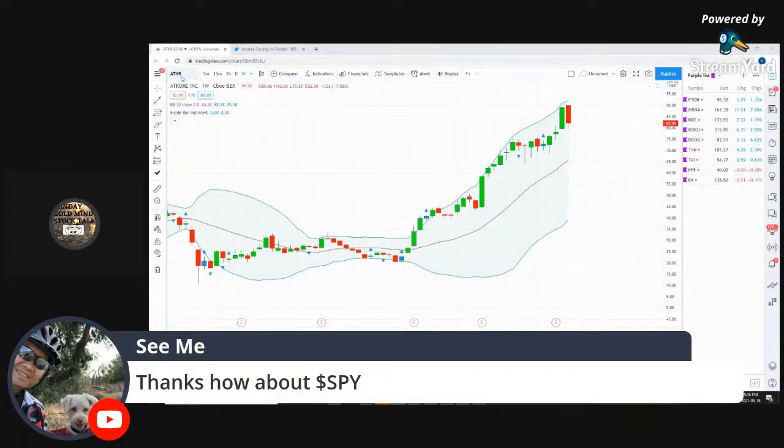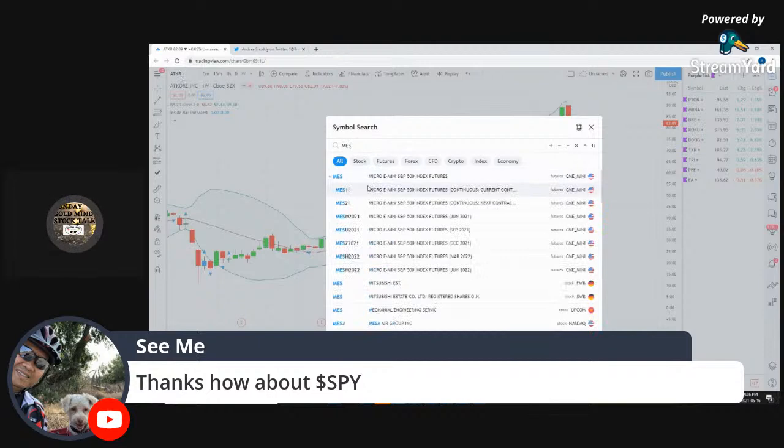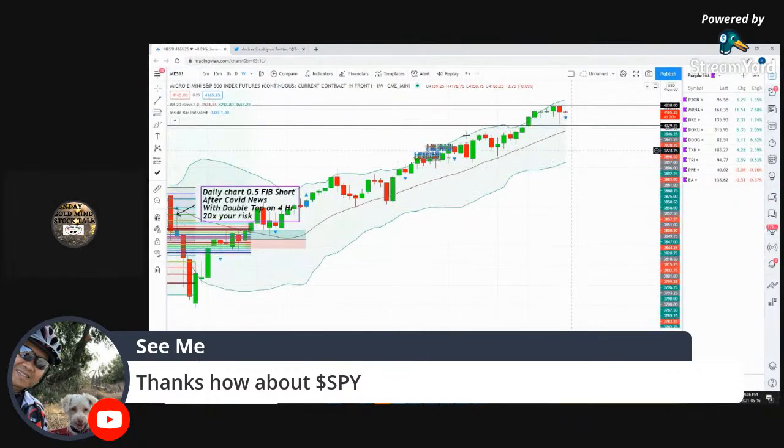Okay, how about SPY? So SPY is the same thing as MES, the one that I did in the beginning. Basically we close with the hammer bar, right? So what I'm expecting is that the bulls need to defend this hammer bar. MES is the futures of the S&P 500.